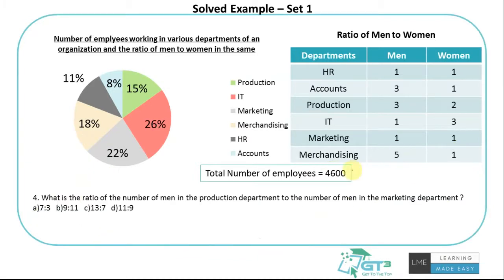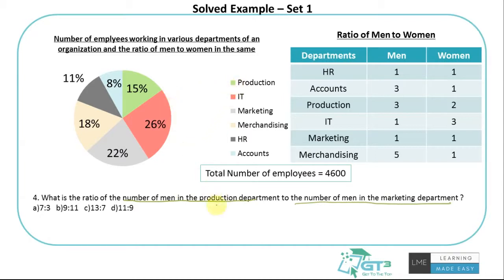What is the ratio of the number of men in the production department to the number of men in the marketing department? So it's basically the ratio of this to this. These are the number of men, right? So I need to find this by this. So what is the number of men in the production department? What is the number of people in the production department?